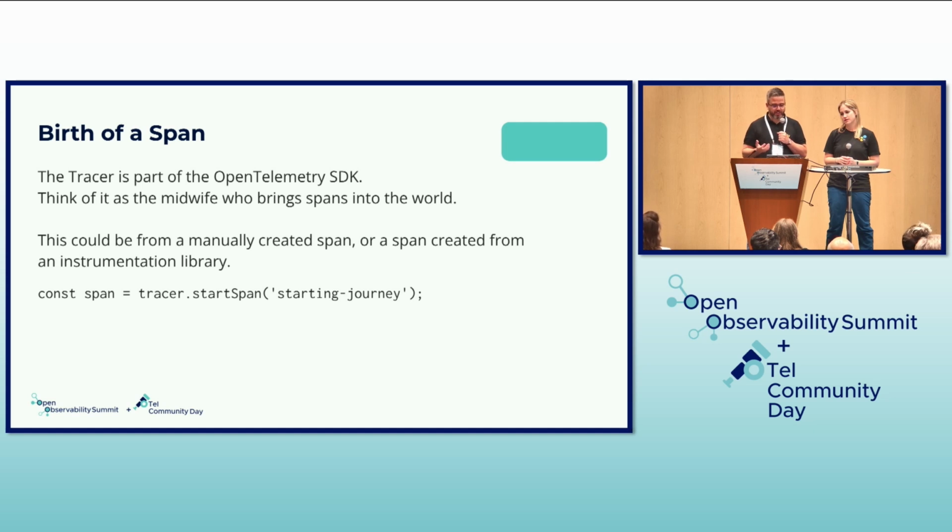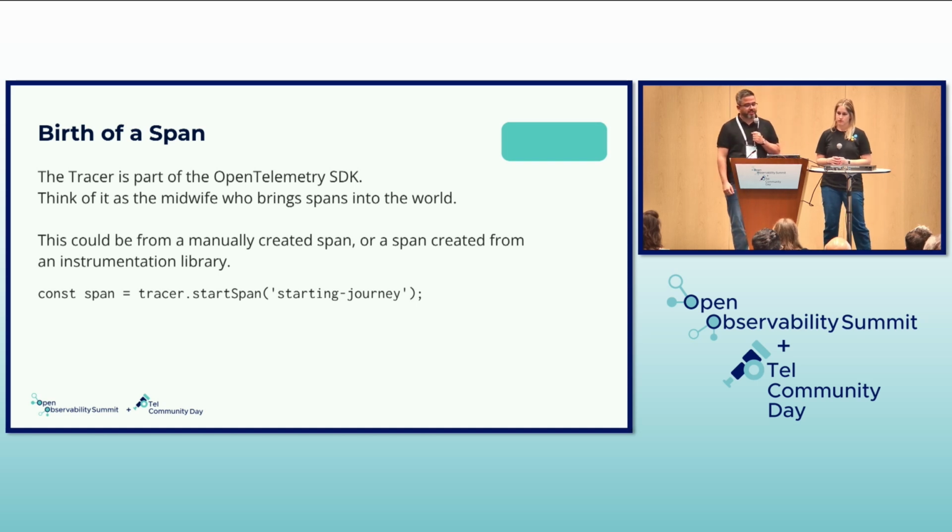Or more practically, you invoke tracer.startSpan with the operation name as a parameter. This span's creation could be done manually for a custom piece of business logic, or it could be created from an instrumentation library in different languages, Python, Node.js, and so on. The mechanisms are generally the same. Acquire the tracer and start the span with the name of the operation, like const span equals tracer.startSpan, and this is how the journey starts.